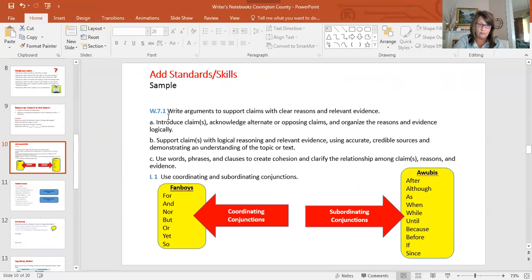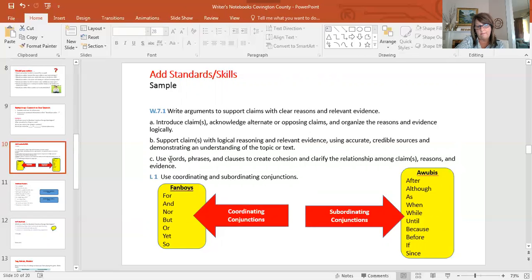So for example, writing standard 1: write arguments to support claims with clear reasons and relevant evidence. And so once you do your claim and maybe acknowledge alternate or opposing claims, so I would rather be, while some people might choose to be George Washington, I would rather be Abraham Lincoln, because it could be argued that Washington was this, however, Lincoln was this, so I choose Lincoln. Okay, so you could do that.